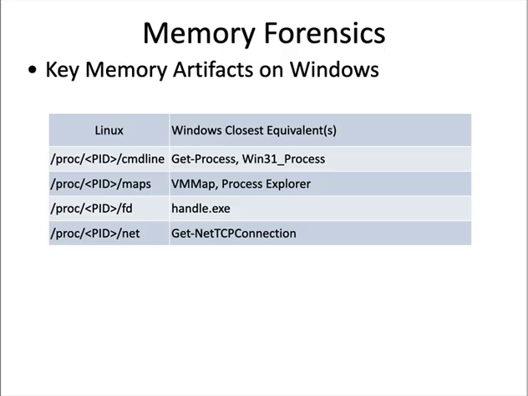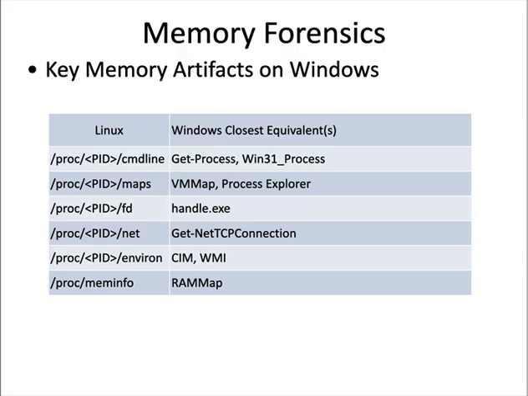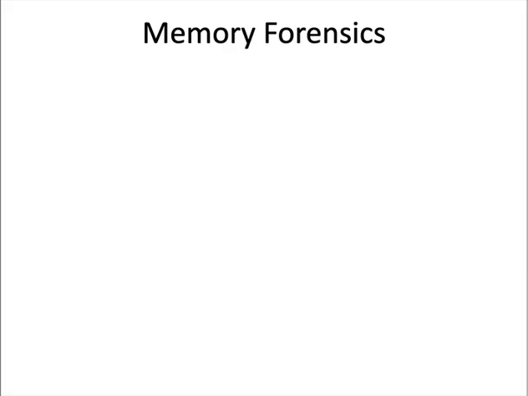We can look at /net out of the proc directory to find out network connections. On Windows, we're going to use Get-NetTCPConnection in PowerShell. For environment, we can use CIM, or to a limited extent, WMI on Windows. Memory info we can get out of the proc directory. Notice there's no process ID because this is memory on the entire machine. We can use RAMMap on Windows to get the same type of information.